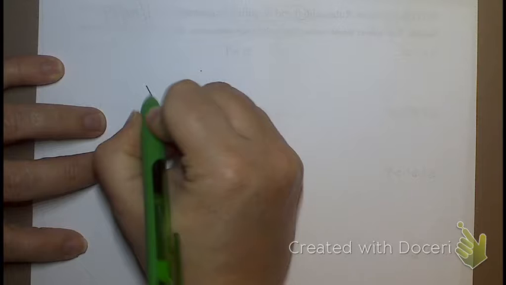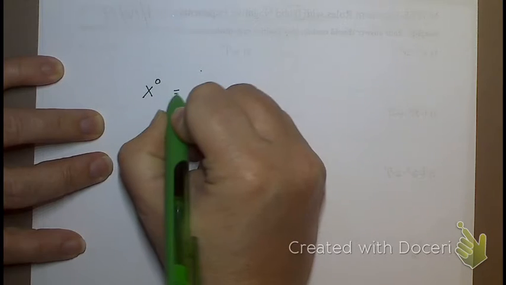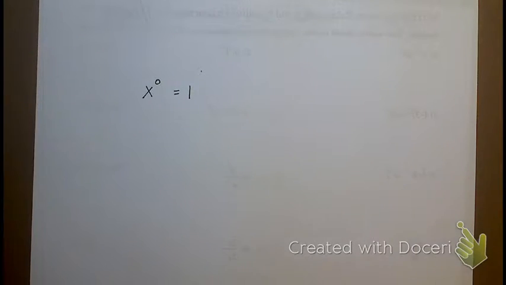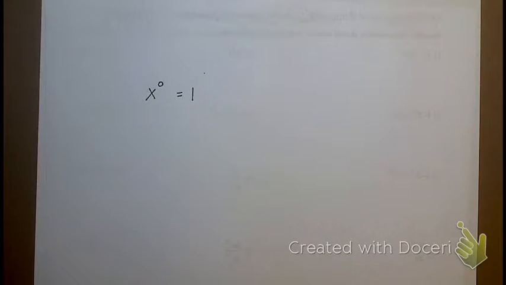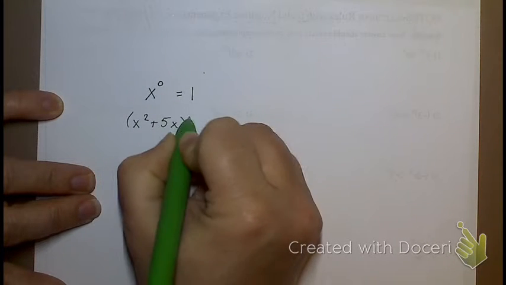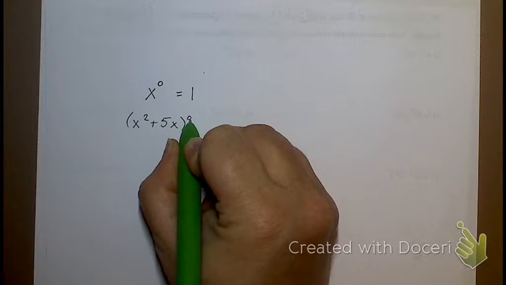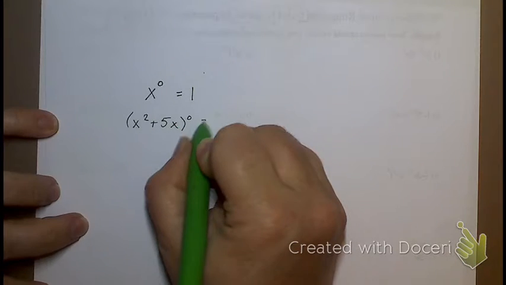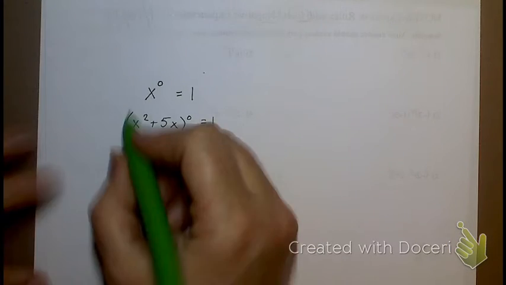Okay, so rules. Anything to the 0 power is equal to 1. And unless you want to hear a really long, detailed, confusing explanation, just accept that that's true for now. If you choose to go study math further, you can find out why. But for right now, anything to the 0 power equals 1. It could be the ugliest thing you've ever seen. That's not that ugly. But if it's to the 0 power, it doesn't matter what that looks like. It's still 1.